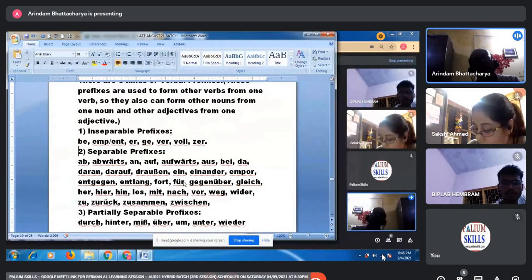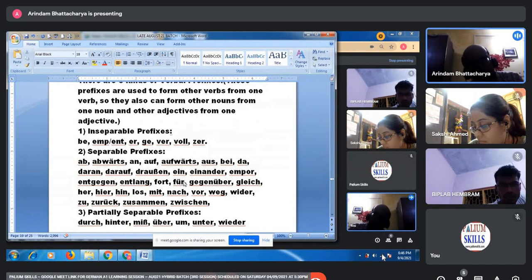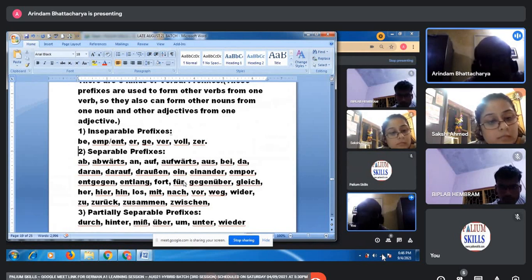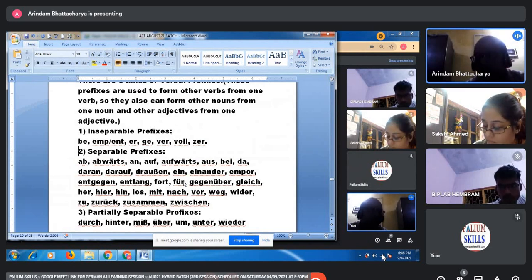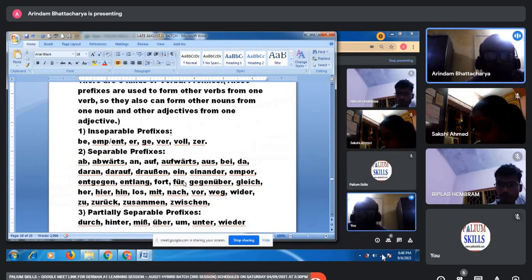Inseparable prefixes are be, emp, ent, er, ge, ver, zer. Their meanings are the same. Now all these prefixes, when they are standing alone, have no meaning. But they impart some similar kind of meanings when they get attached to verbs. So: be, emp, ent, er, ge, ver, zer.